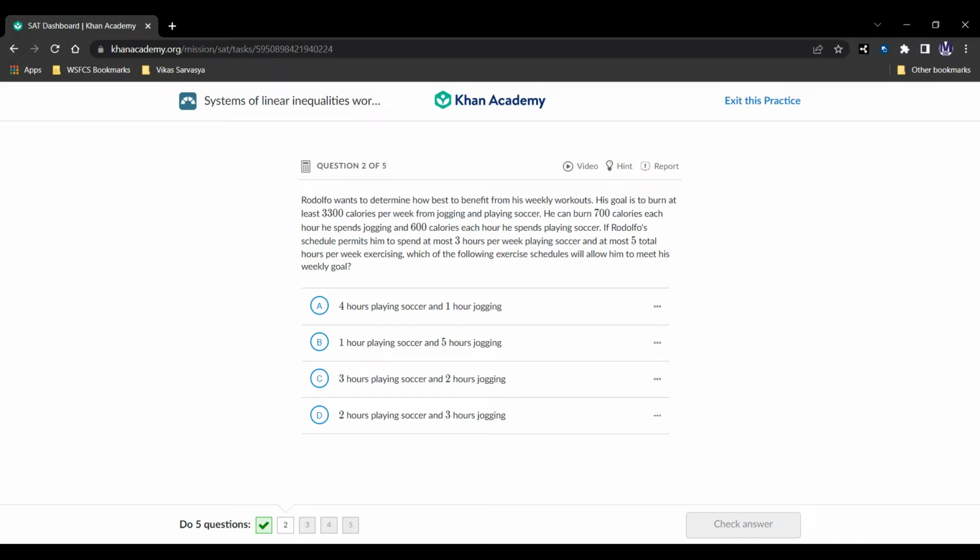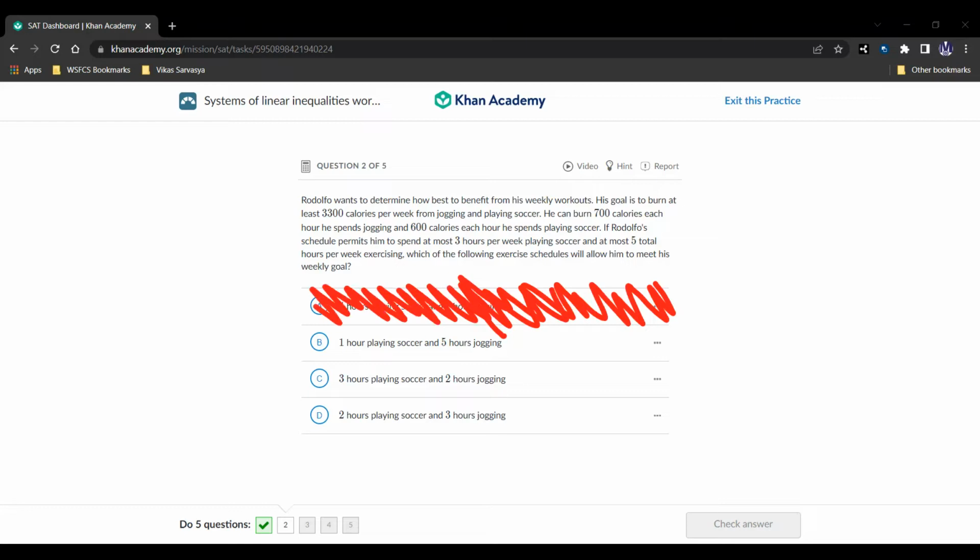So remembering the lesson from last time when we looked at some impossible scenarios, let's look if we can find any here. Well, the first one says you can spend at most 3 hours playing soccer, and this has 4 hours playing soccer, so this doesn't work. Right, so it's answer choice A is impossible. Second one has 1 hour playing soccer and 5 hours jogging. That's good. The third one also good, and the fourth one is good. All right. So now let's use the inequalities to see what we can do. So 700 calories each hour he spends jogging, so that's going to be 700 J.